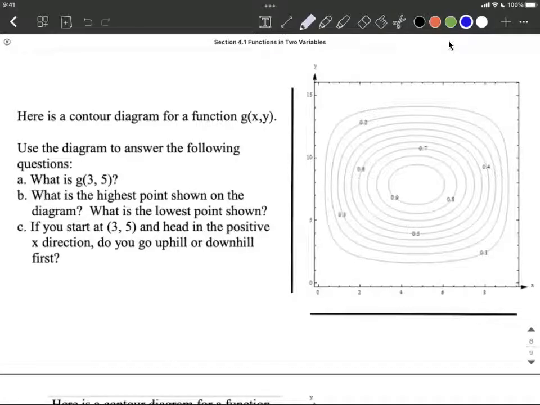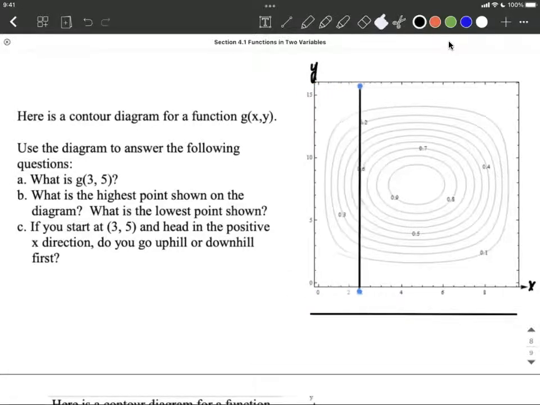Okay, let's try to answer a couple questions about this contour mapping. This diagram shows us elevations, basically, is how you can think about it. And we want to know what is g of 3, 5. So we have our y-axis and we have our x-axis. First, what I'm going to do is map this out and locate exactly where 3, 5 is.